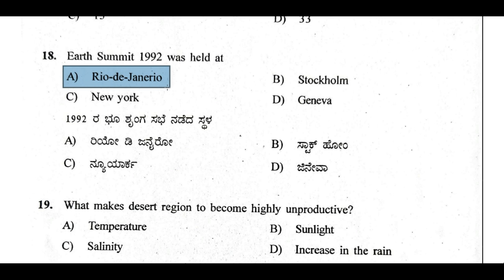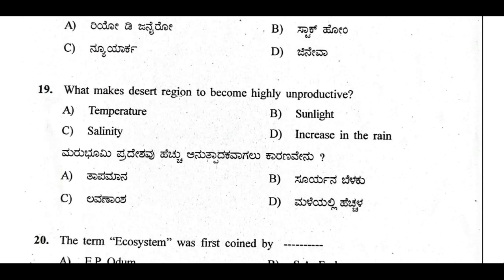Coming to question number 19. What makes the desert region highly unproductive? The reason why it is highly unproductive. Option A, temperature; option B, sunlight; option C, salinity; or option D, increase in the rain? The desert land, as we know, has salinity. So therefore, option C, salinity, is the right option.